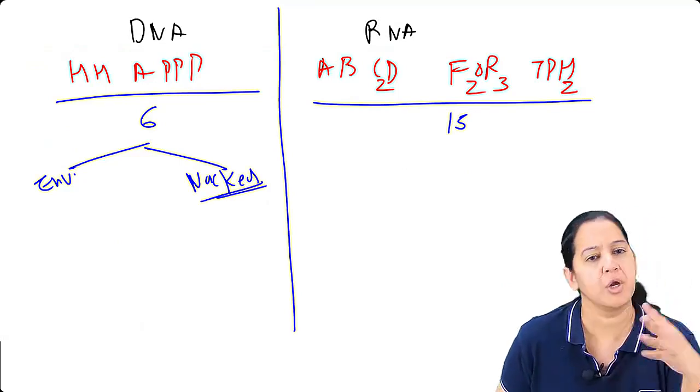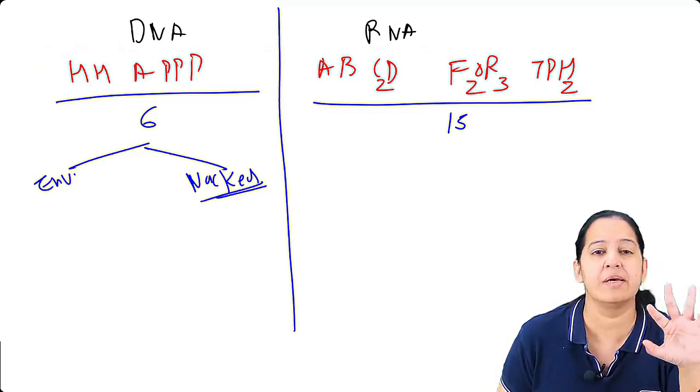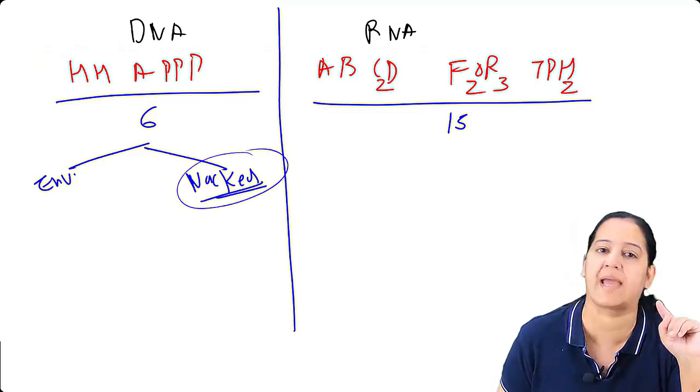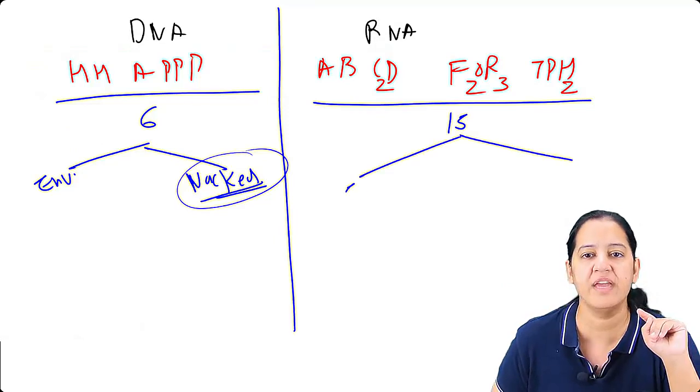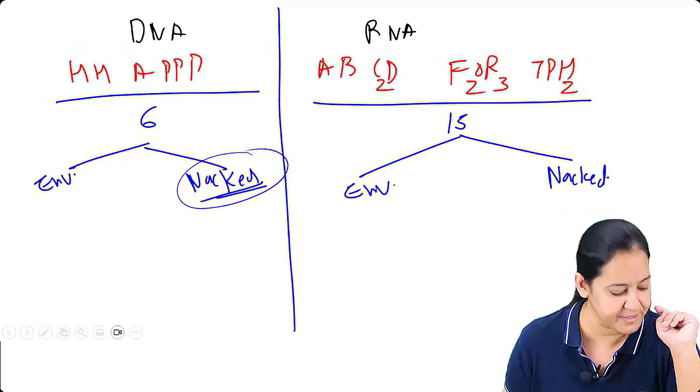Say naked. Non-enveloped is naked only. You can say non-enveloped also, but you will get confused. So rather becoming confused, say naked. Say naked. Here also we have enveloped and here also we have naked. Here also we have naked. समझ में आई क्या बात है ना?